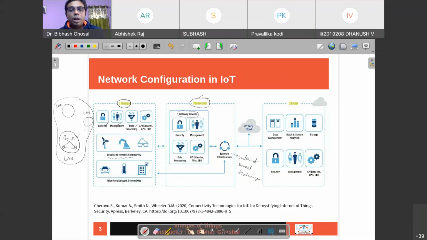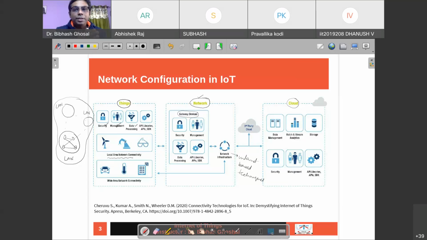So the idea is that we have the network, which on one side will be connecting to the low-end devices, and on the other side, it will be connecting via this internet to a more sophisticated infrastructure, which is called the cloud. And there you perform all your applications, analytics, and whatever. So this is the three-layer architecture that we have.